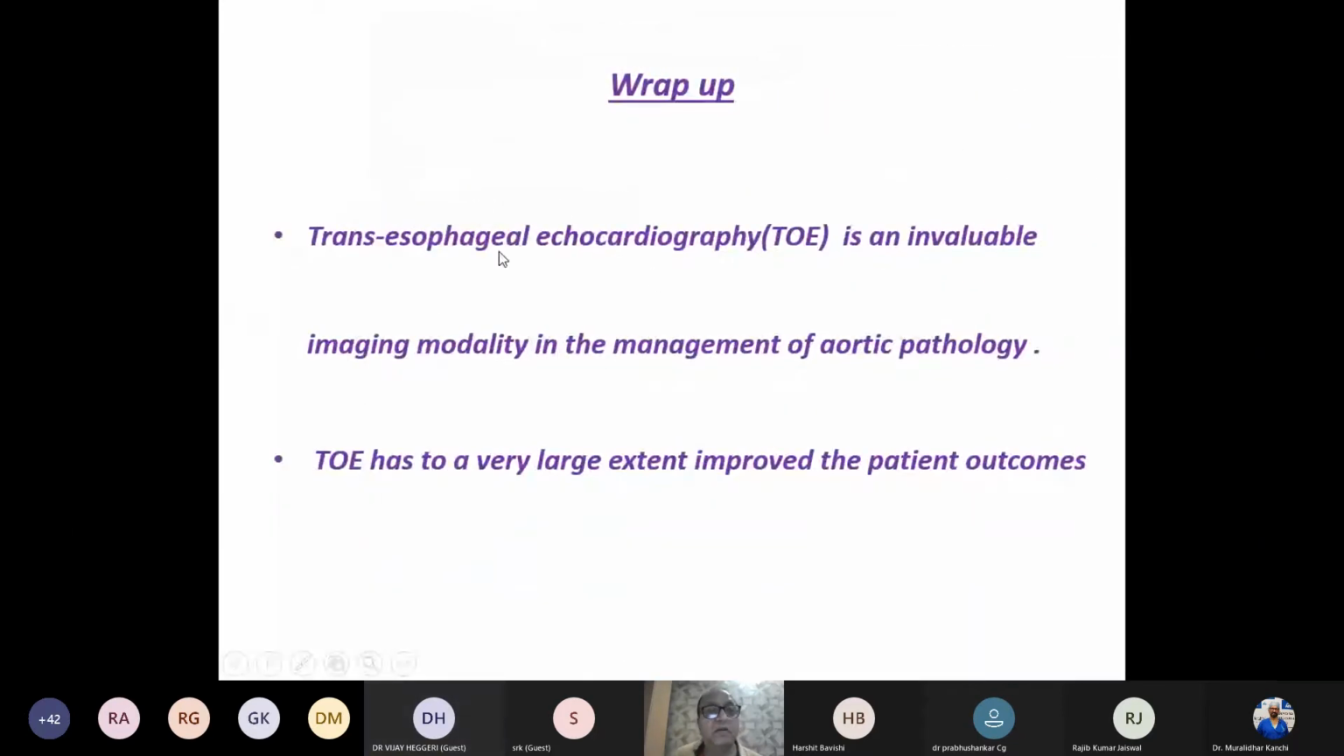Now, to wrap up this topic, TEE is a very valuable imaging modality in the management of all aortic pathologies, and definitely I would say it has, to a very large extent, improved patient outcomes. Thank you very much.